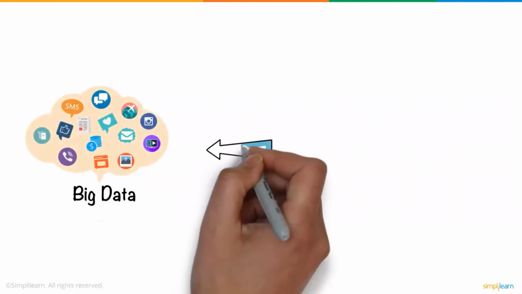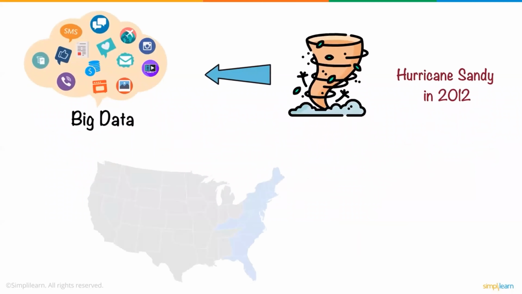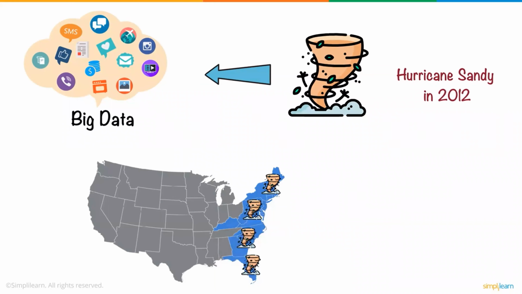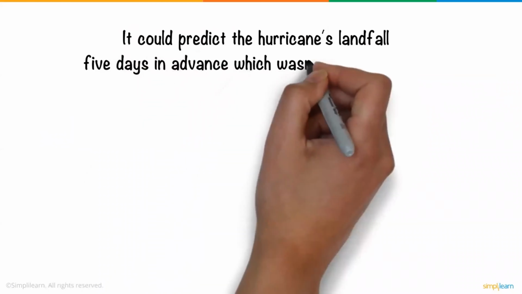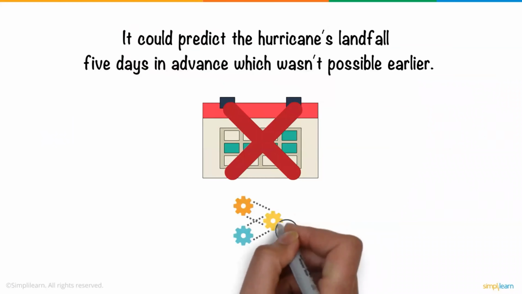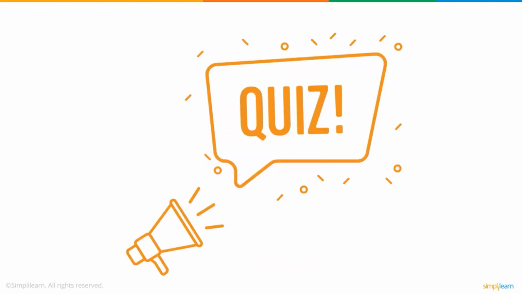Similarly, big data also helped with disaster management during Hurricane Sandy in 2012. It was used to gain a better understanding of the storm's effect on the east coast of the US, and necessary measures were taken. It could predict the hurricane's landfall 5 days in advance, which wasn't possible earlier. These are some of the clear indications of how valuable big data can be once it is accurately processed and analyzed. So, here's a question for you.